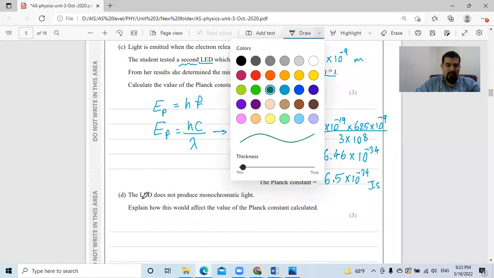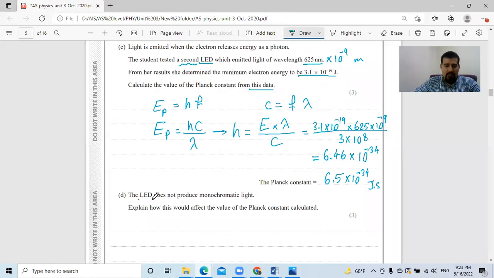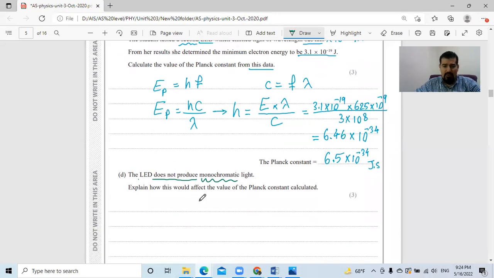Next, what do they ask here? The LED does not produce monochromatic light. Explain how this would affect the value of the Planck constant calculated. Now, we know that if the LED does not emit a monochromatic light, that means this wavelength will not be the same value.